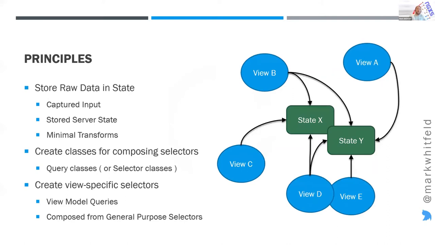So the principle that I want to speak about is that you should store raw data in your state. This is your captured input, your service state that's come back from the API. You should do minimal transformations on this data, but just store it in a raw format. Then you should create classes for composing selectors, and I call these query classes. These are purely classes that have static members on them for all your different selectors that you might want to use. You can create different classes representing different aspects of your domain. And then lastly, create view-specific selectors. These view-specific selectors would be composed from your more general purpose selectors found on those query classes. I like to call these classes view model query classes, representing the model that as closely as possible represents what the view needs. In this way, we can eliminate much of the code that we would find in our views and optimize it through the use of memoization that comes along with selectors.